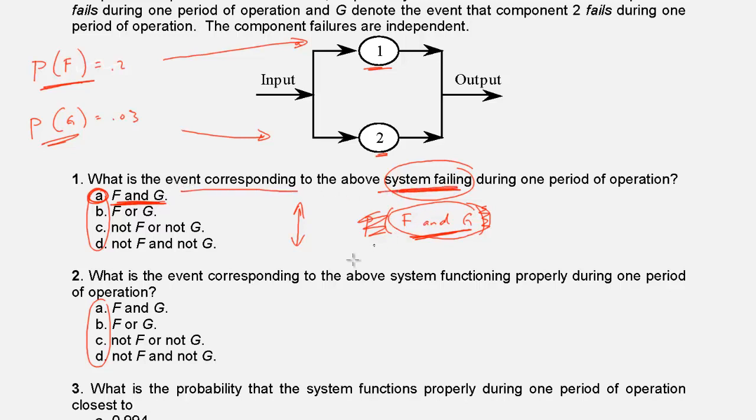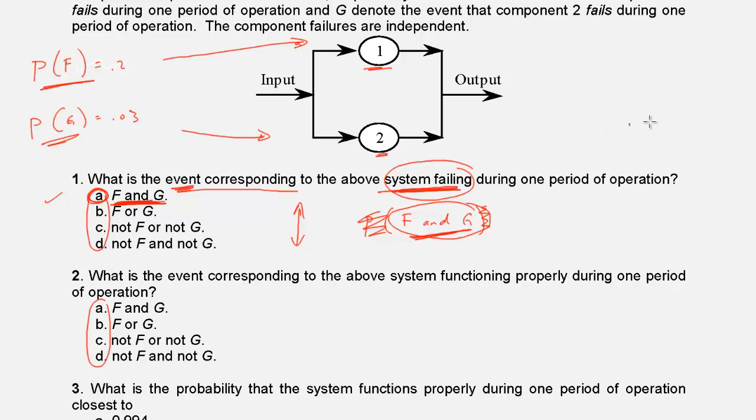Now, not having these multiple choice to select from, you might not have understood that they're actually just looking to see which events, well, they do ask for which events, but how you're supposed to write that symbolically. So this is exactly what we're looking for. We just need to write out F and G. The first fails and the second fails. So that would be the answer for question number 1.